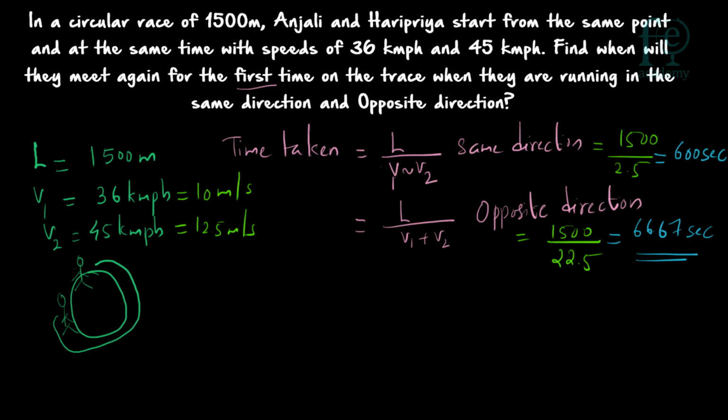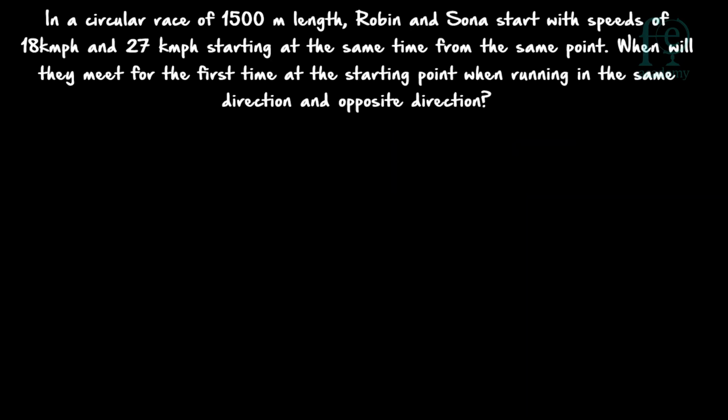So the time taken if they are running in the same direction is L divided by the difference between V1 and V2, and when they are running in the opposite direction, L divided by V1 plus V2. So simply telling, the time taken will be equal to the length of the circular track divided by the relative speed. Now question number 2.